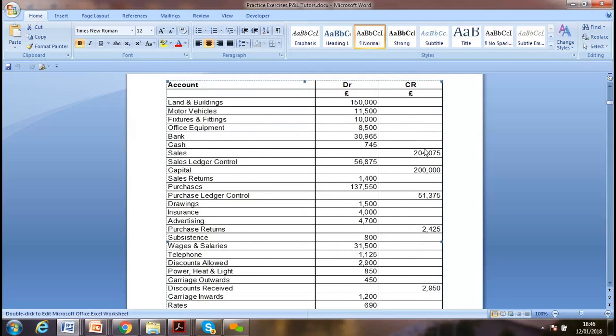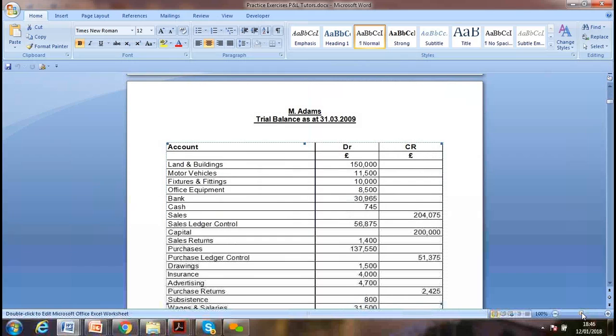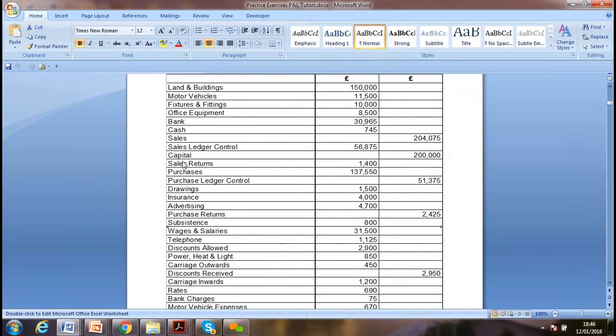Sales is our income, goes on the credit side. Sales ledger means the money we're supposed to receive. Those are debtors, on our debit side as well because they are our asset. Capital is our investment, goes on the credit side. Sales returns: if my sales is a credit, my return will be debit, the opposite. Because sales means I'm selling and return means it is coming back to me.